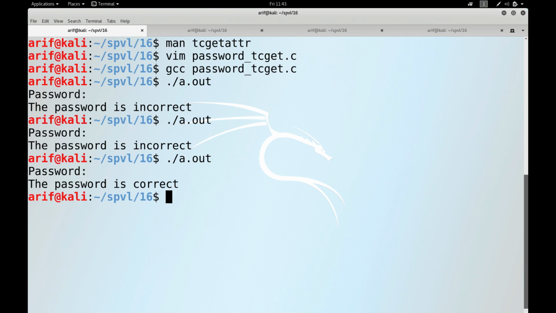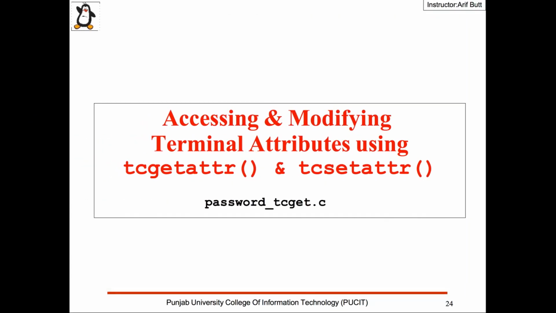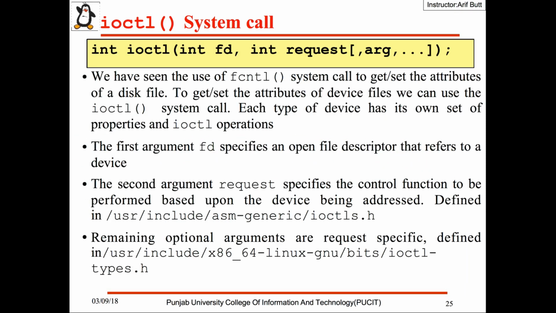The third way is using the ioctl system call. Let me move on to the slides again and see the ioctl system call first, which is known as the Swiss knife in Unix because you can do a lot of things with it. Dear students, you have seen the fcntl system call to get and set the attributes of a disk file. To get and set the attributes of device files, we can use the ioctl system call. And remember, each type of device has its own set of properties and ioctl operations.